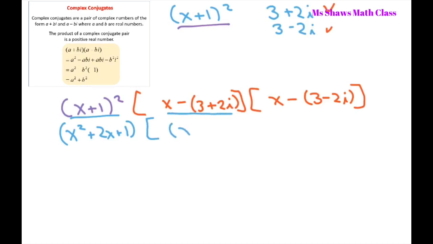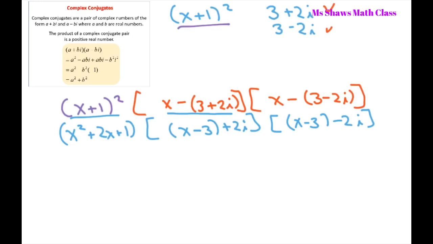So I'm going to write this as x minus 3 plus 2i. And the same thing here, x minus 3 minus 2i. So it's just a little trick, and this is going to help us get rid of the i's before we start combining all these terms and condensing this.